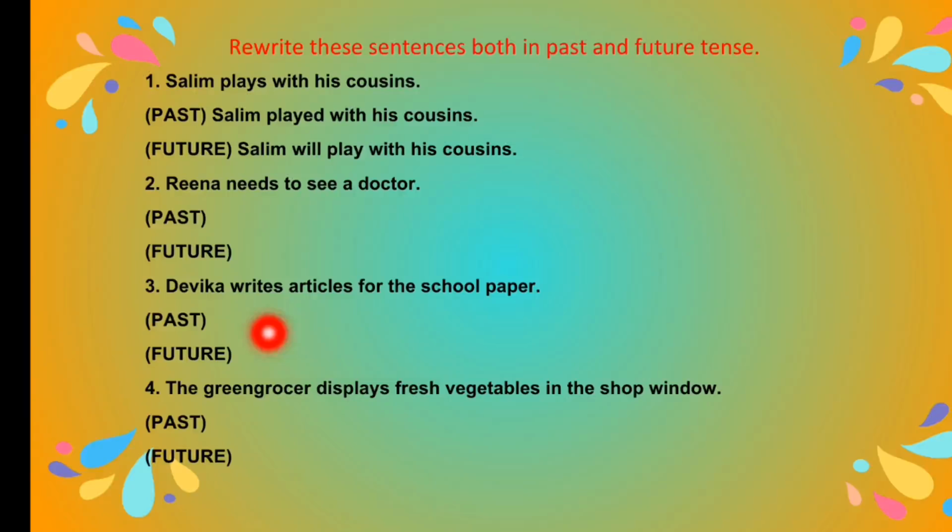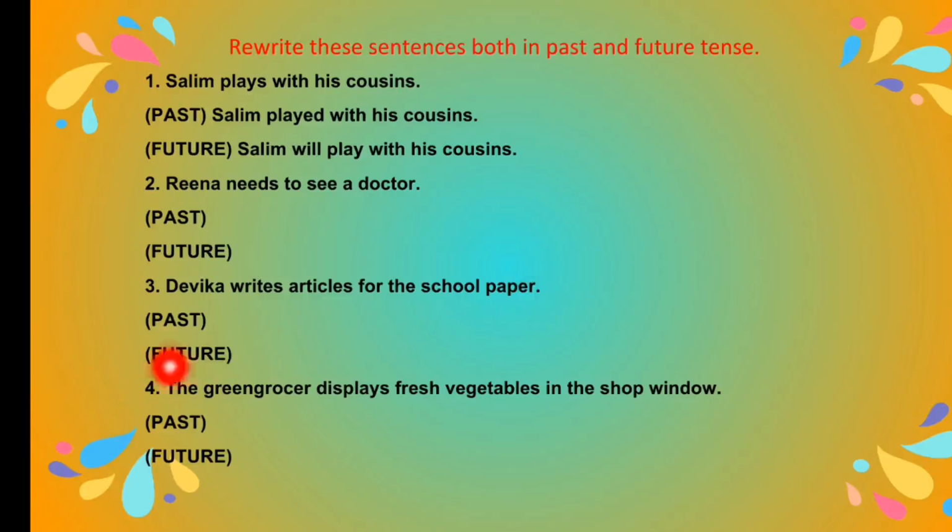Now let us see the third one. Devika writes the articles for the school paper. So now this sentence is in present tense, writes. Now let us change it into past tense. Devika, what will be the V2 form of writes? It will be wrote. Devika wrote articles for the school paper.